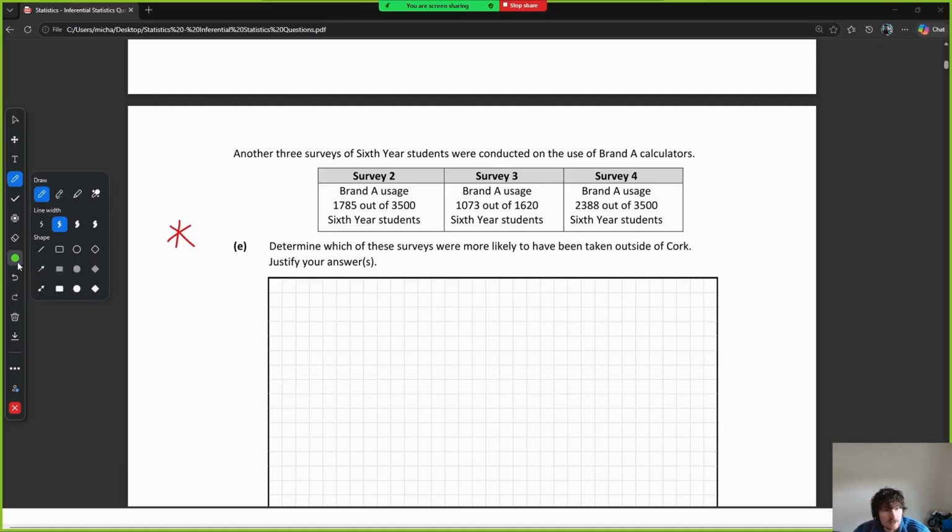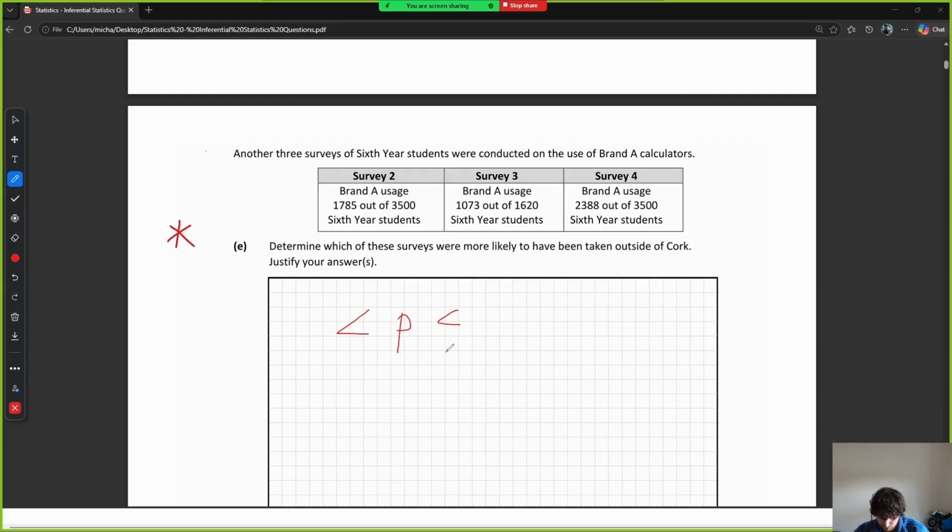Oh yes, there's actually another interesting part to this one here. So there are another 3 surveys about this brand calculator A, and they've got a survey 2, survey 3, survey 4. So each of them have their own p hat, okay? So what we need to remember from before, remember we had our confidence interval. So it was like p less than, let me try and remember what the values were. I can probably do it here.